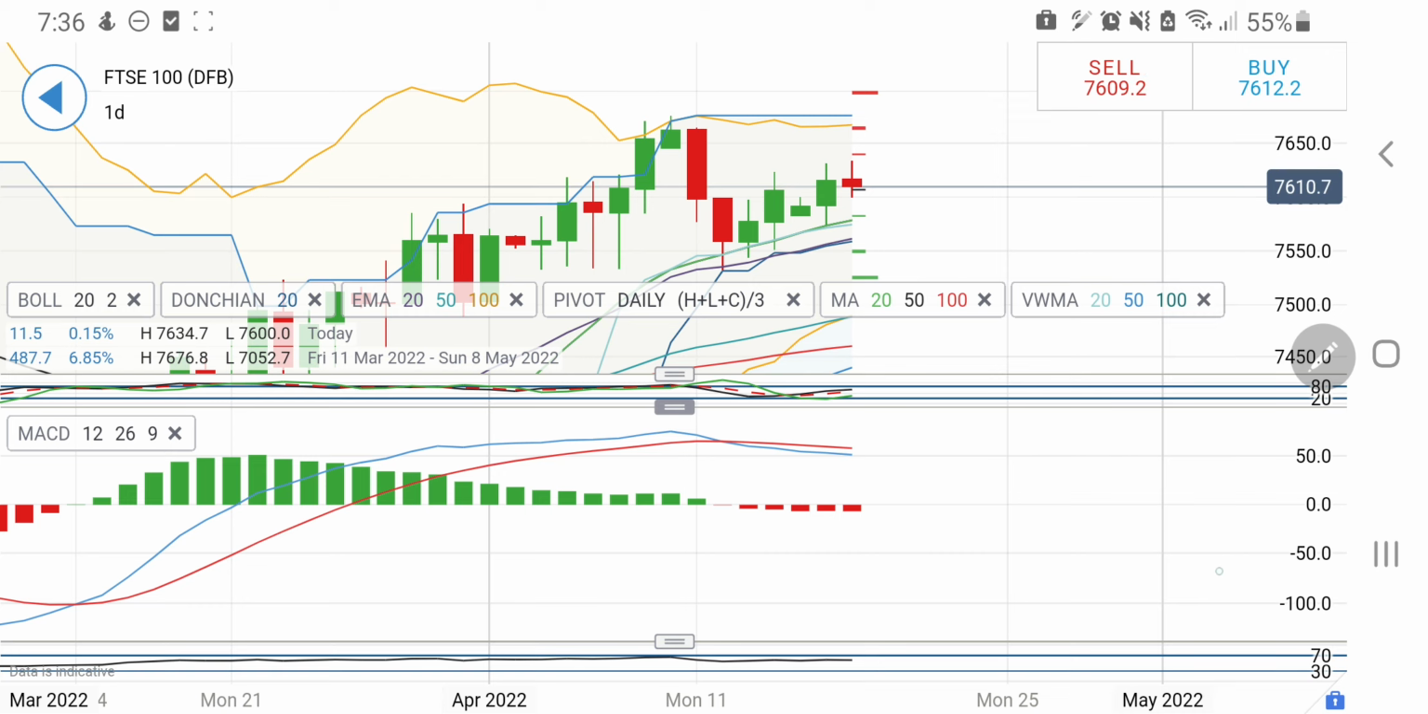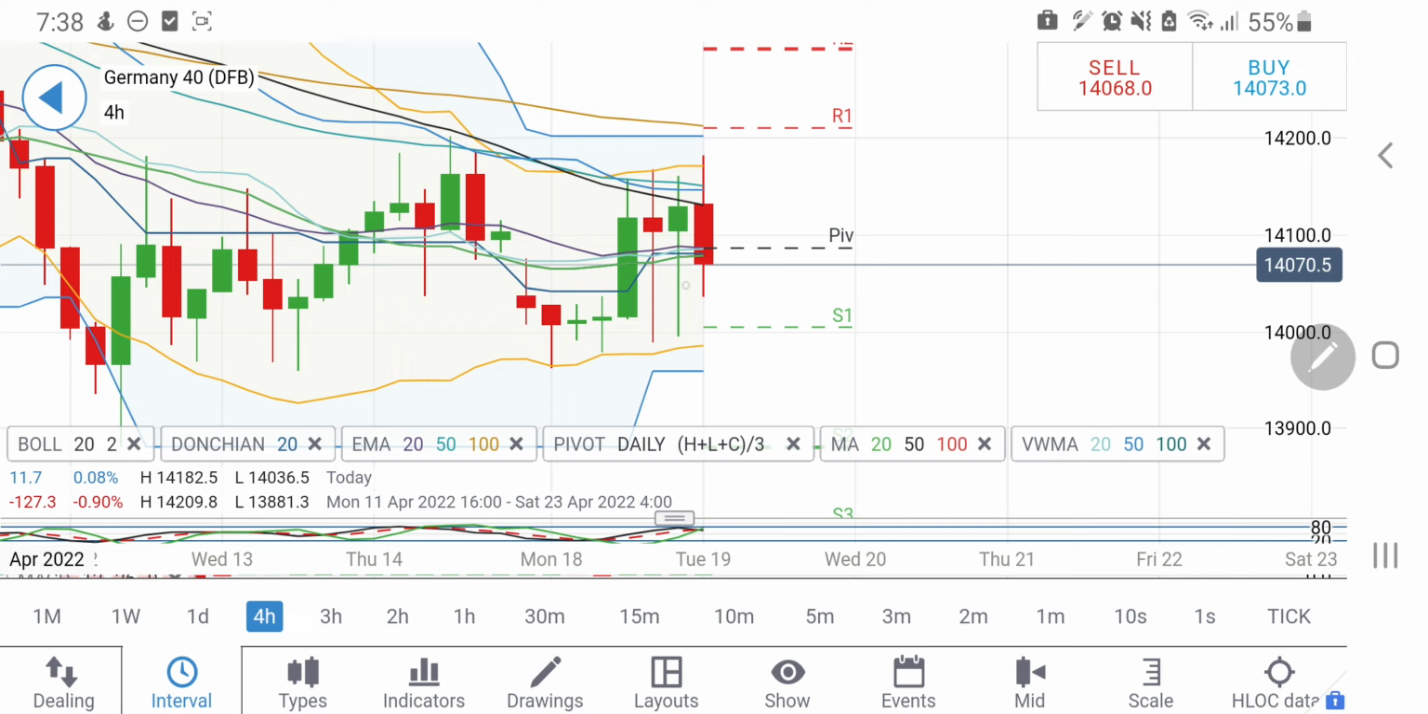Now let's have a look at Germany 40. These are the 4-hour charts for Germany 40. You can clearly see that there is a resistance zone at 14150 and 14200. These levels Germany 40 has to cross for sustaining any bull run. On the downside there is a clear support at 14,000 levels and 13,950. So in between 13,950 to 14,200 we have to exercise a little bit of caution here.